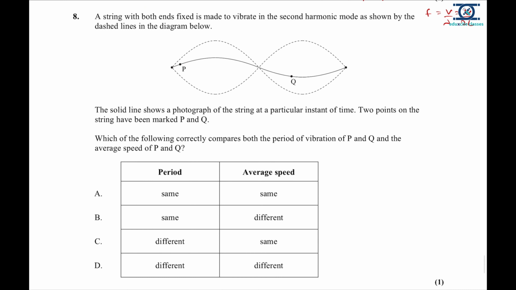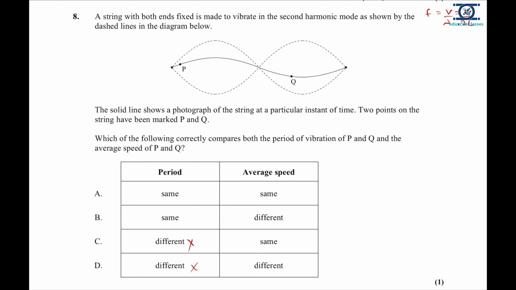Now question number 8. A string with both ends fixed, so you can see nodes are forming, vibrates in the second harmonic mode as shown by the dashed line. So this was the first harmonic and this was the second harmonic. The solid line shows a photograph of the string at a particular instant of time in the second harmonic. Two points on the string have been marked, point P and point Q. Which of the following correctly compares both the period of vibration of P and Q and the average speed? We know that the frequency is constant, so the time period will also be constant. So C and D are incorrect answers.